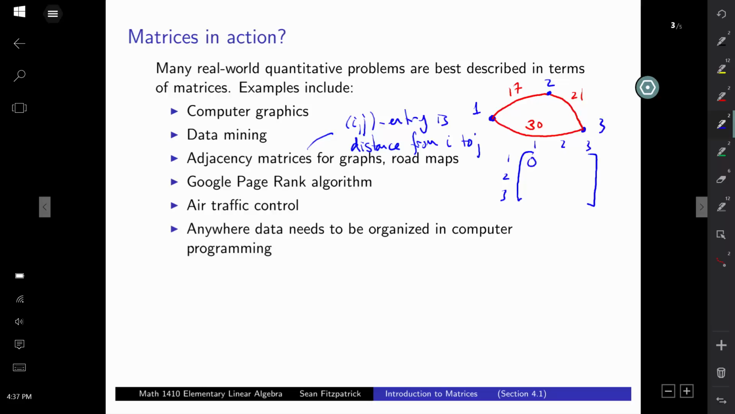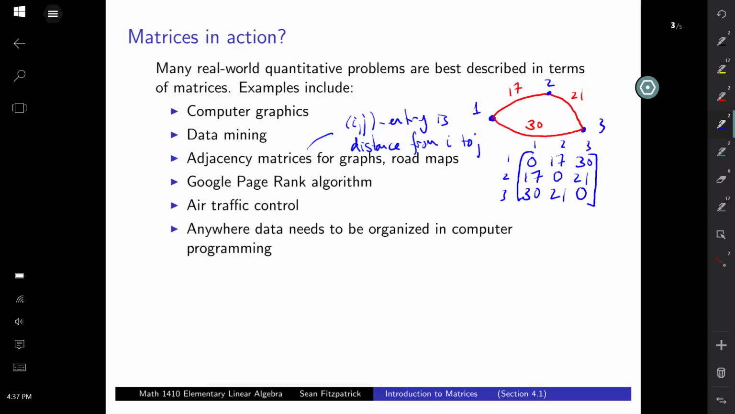So everything, of course, has distance 0 from itself, so you would get zeros down the diagonal, and then you see the distance from 1 to 2, well, that was 17. And then, of course, the distance from 1 to 2 should be the same thing as the distance from 2 to 1, so we get a 17 in both spots. The distance from 1 to 3 is 30, 30 down here as well, and then 21, 21. And so you can fill something out like this.